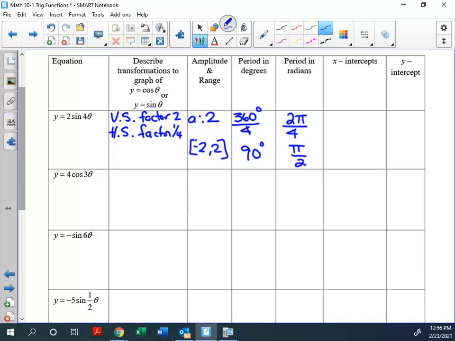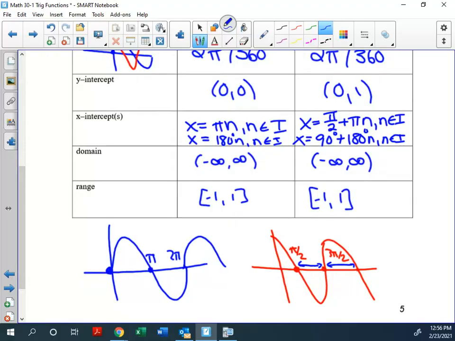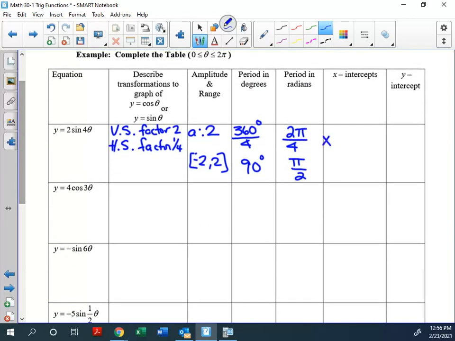X-intercepts. So I'm dealing with a horizontal stretch factor. Is that going to affect my x-intercepts? Is it going to affect them all consistently in the exact same way? I'm dealing with my sine intercepts. If we go back and look, my sine intercepts are pi n, n an integer. So when I multiply that by 1/4, what's it going to become? Don't overcomplicate that one. It's going to be pi quarters n, n an integer. I just multiplied it by 1/4. That's it. Nothing really changes. Nice and straightforward.